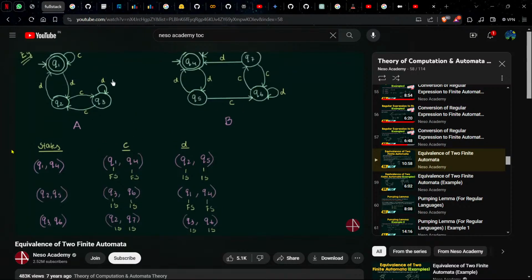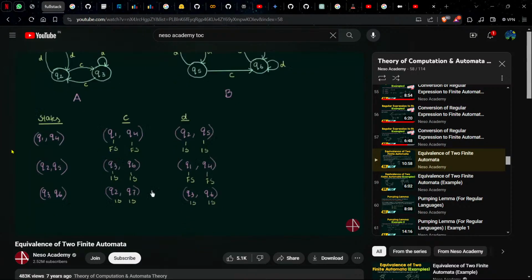We have compared Q1 and Q4, Q2 and Q5, Q3 and Q6, but Q7 is left, and we see that Q2, Q7 is a new pair of states that has been formed in this table. So we have to check the pair Q2, Q7. Let's check this pair.